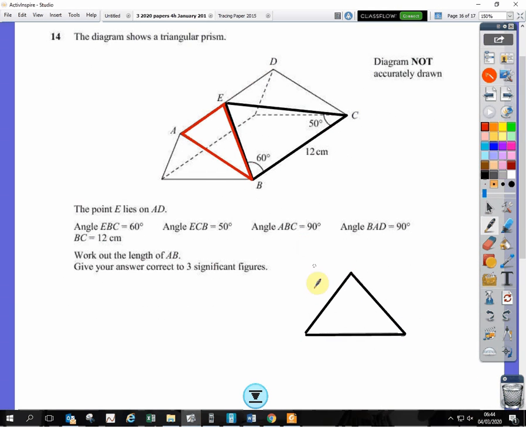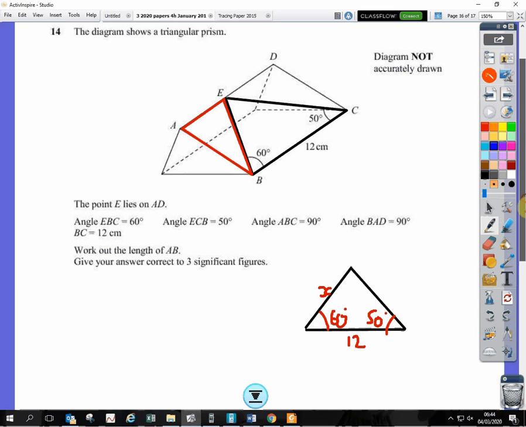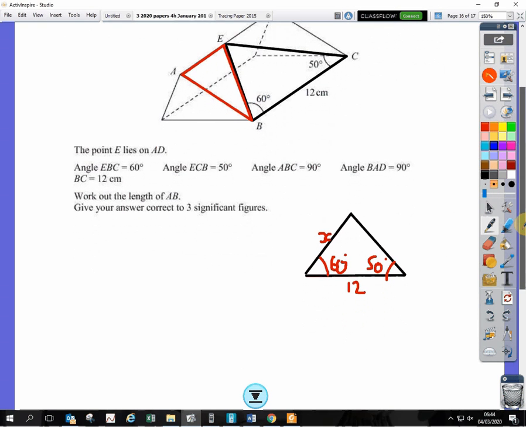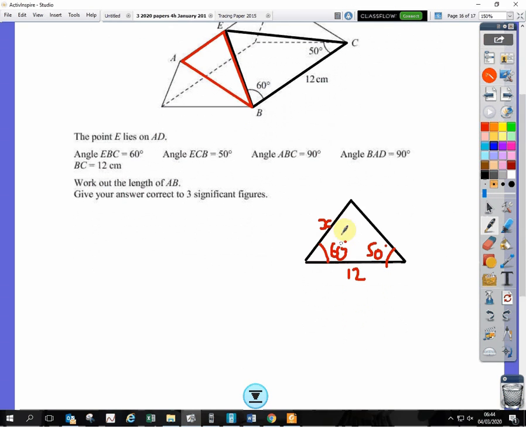Draw it out separately. So we have what, 60 here, 60 degrees. This is 50. This is 12 centimeters, and that's all I have. I want this side EB. So it's a non-right angle triangle. In maths, I can use either the sine rule or the cosine rule. So you ask yourself the question, do you know a side and its opposite angle? The answer is yes. So good, I'm going to use the sine rule.